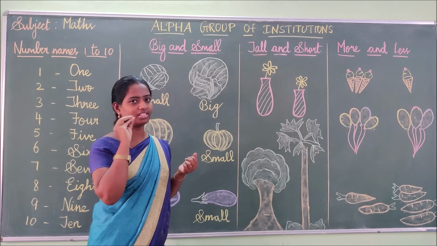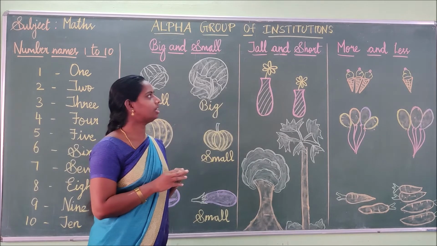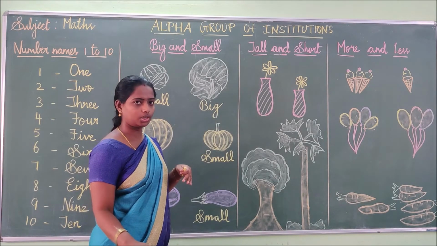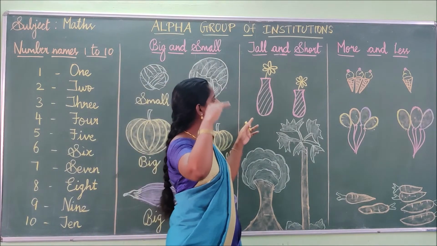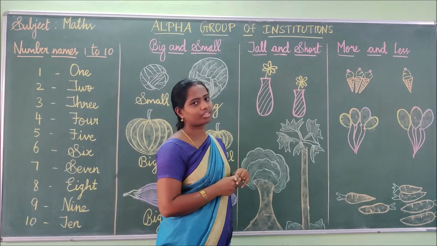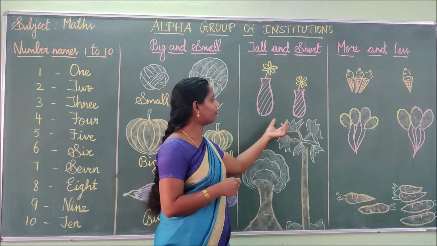Small, we will say it is small. Okay, children. Then shall we move to the tall and short? See the first picture, children. What is it? It is a flower vase, isn't it? It is a flower vase.